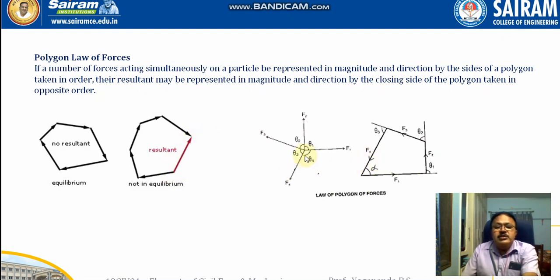You can see this example, another example of four forces F1, F2, F3, F4. They are represented on the sides of the polygon here.